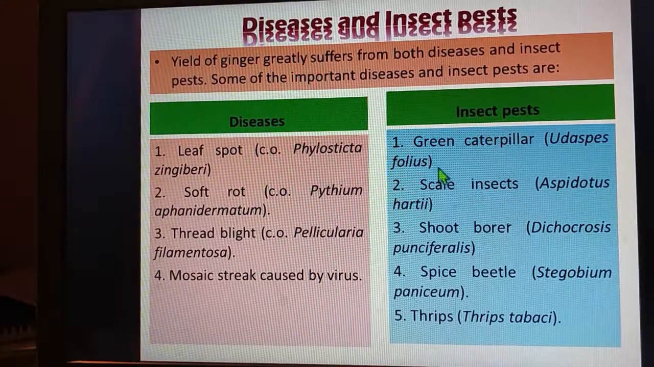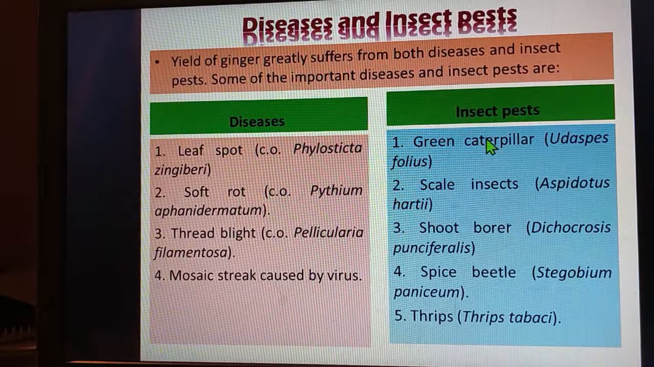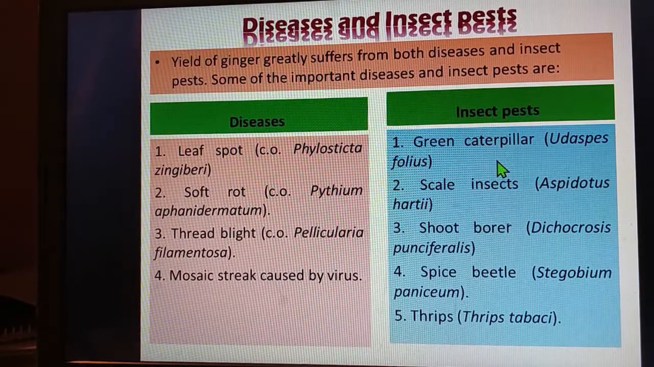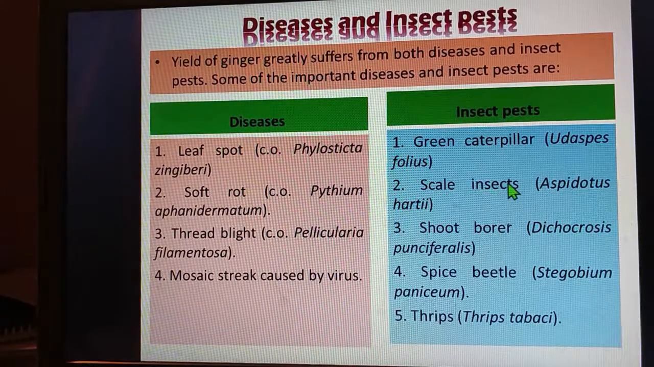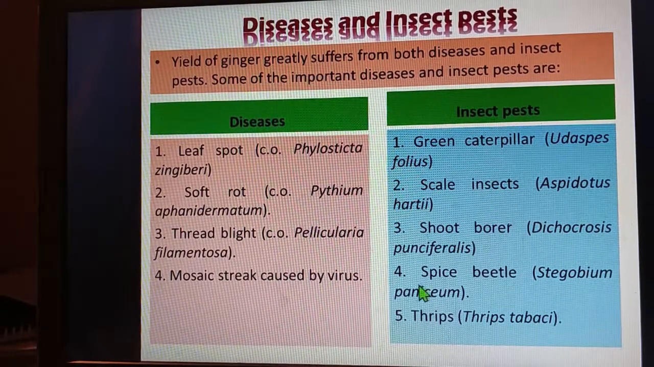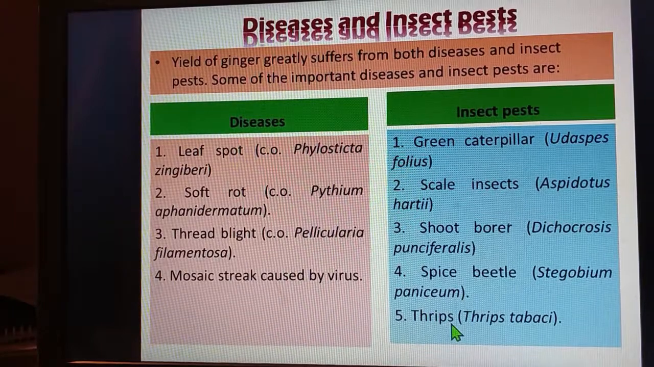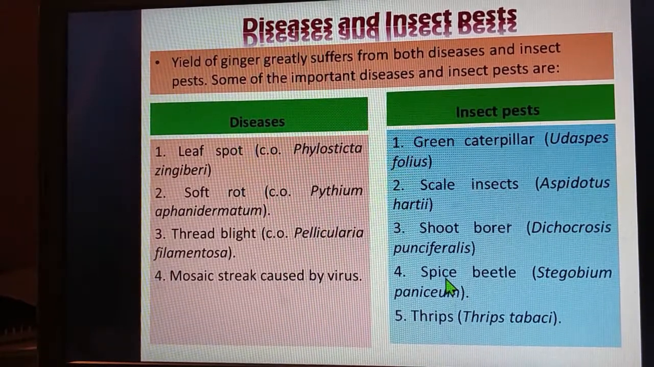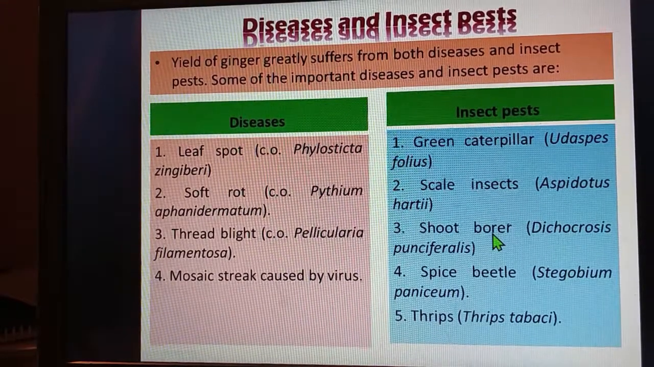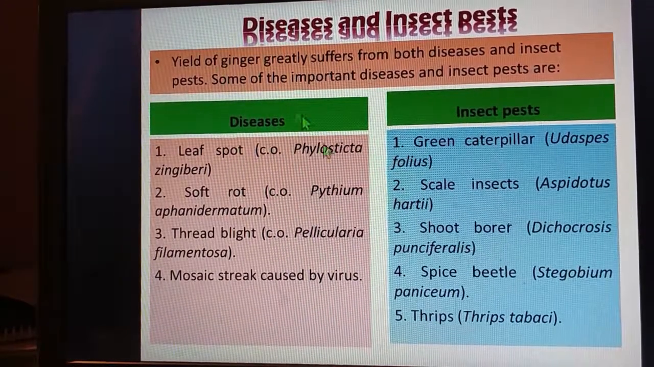Now these are some of the insect pests which usually infect the ginger plant, that is the green caterpillar, the scale insects, shoot borer, spice beetle, as well as the thrips. So these are some of the very common diseases which affect the yield of the ginger plant.